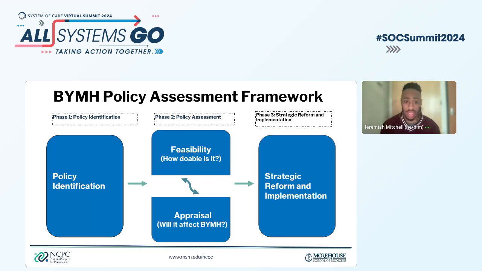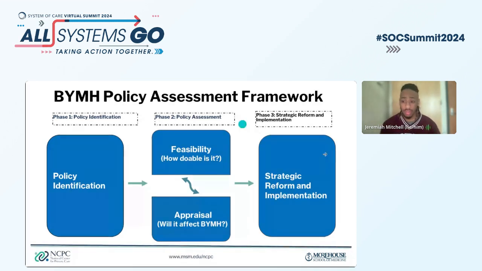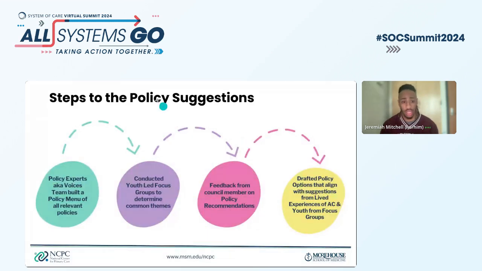In the third phase, that's when we start to think about the strategic reform and implementation process, which is kind of where we are right now, where we start to think about sites that we want to put them in, the places that we want to target, and also the way that we will, again, implement these processes.